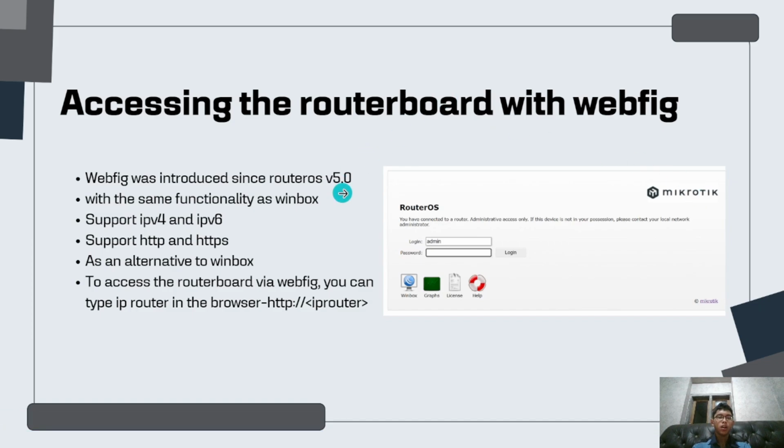Then, accessing the RouterBoard with Webfig. Webfig was introduced since RouterOS v5.0 with the same functionality as Winbox. It supports IPv4 and IPv6, supports HTTP and HTTPS, and is an alternative to Winbox. To access the RouterBoard via Webfig, you can type the router IP in the browser.